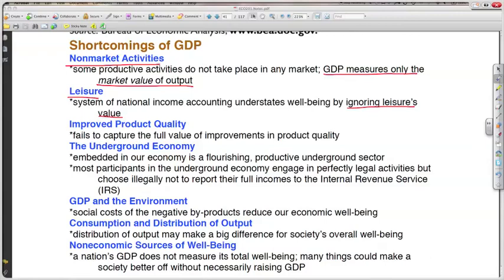It also has a problem with improved product quality because it only looks at the prices of the final goods. So if you were to look at the prices of computers 20 years ago and compare them to the prices of computers now, you notice that the prices on average are significantly lower. Yet the power and the quality for computers is just completely magnified compared to 20 years ago. It's so much better.